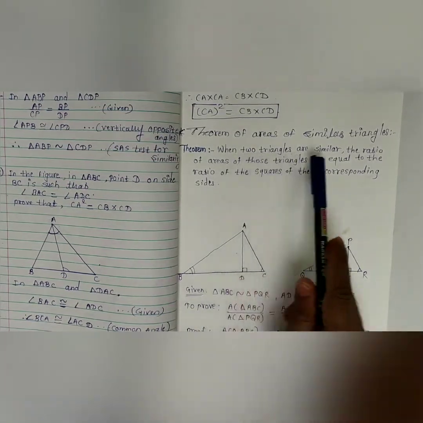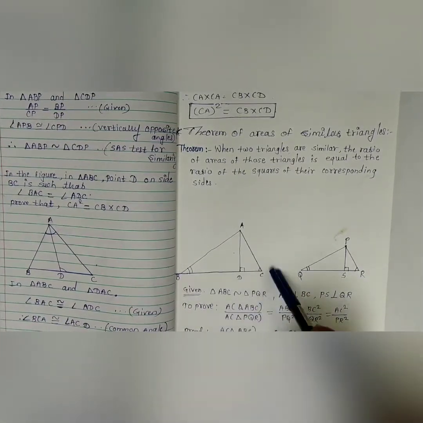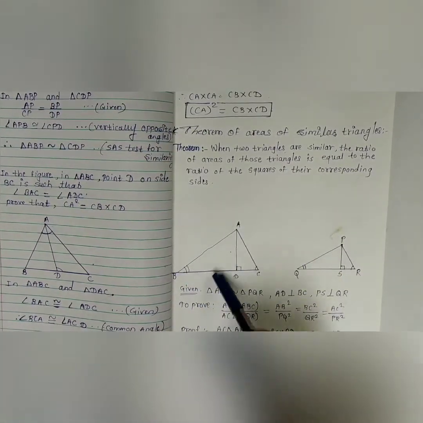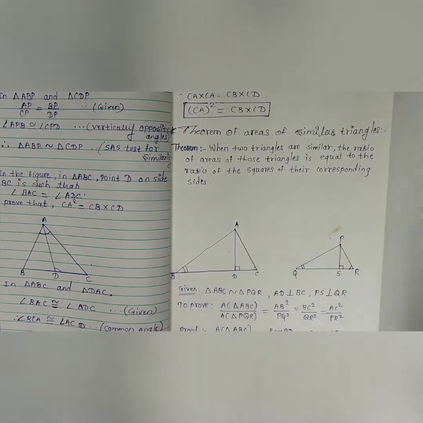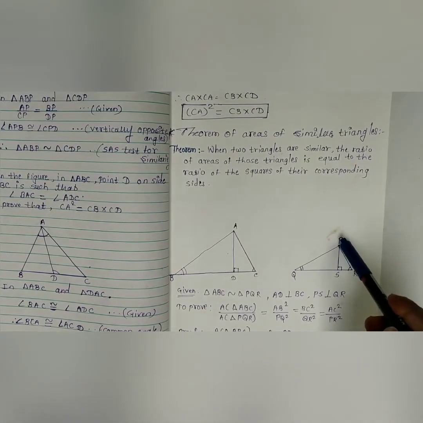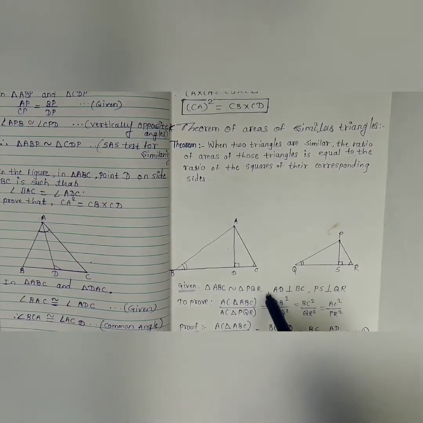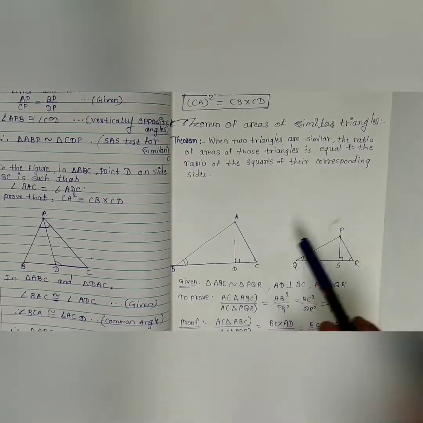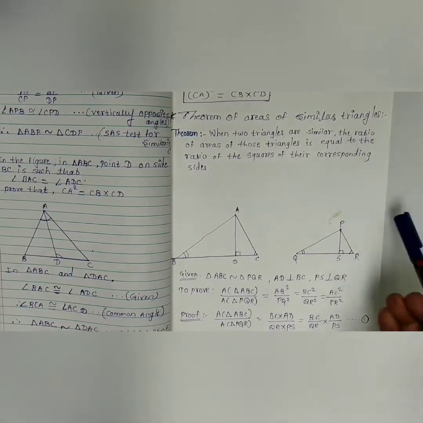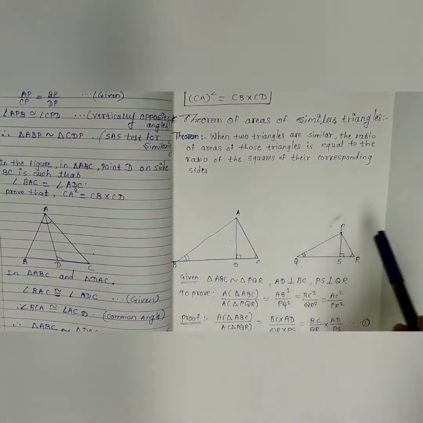Here given that triangle ABC and triangle PQR are similar triangles and AD is perpendicular to BC and PS is perpendicular to QR. If AD is perpendicular to BC, therefore angle ADC is 90 degrees, and also PS is perpendicular to QR, therefore angle PSR is also 90 degrees, and triangle ABC is similar to triangle PQR. Therefore, their corresponding sides are in proportion, means AB upon PQ is equal to AC upon PR is equal to BC upon QR. And what is the reason? Corresponding sides of similar triangles.